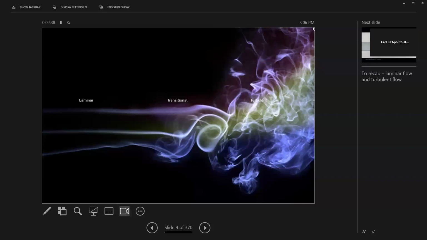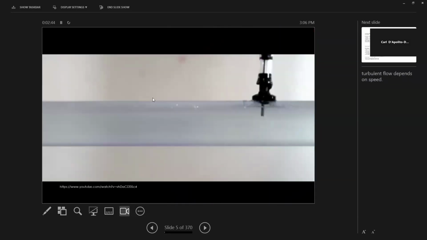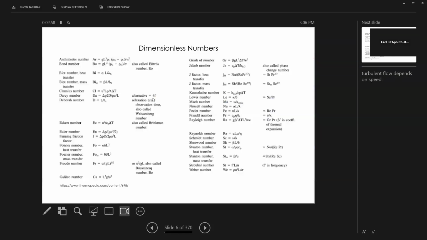We talked about different types of flow, laminar and turbulent flow. And then I talked about how laminar flow deteriorates when you increase the speed, or when you decrease the viscosity.